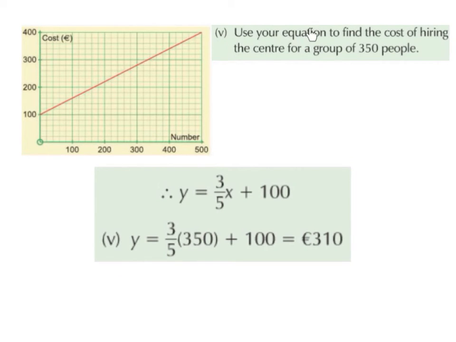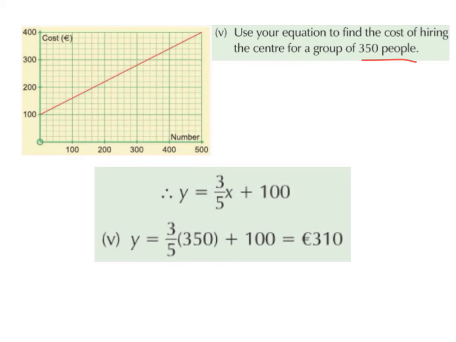Part 5. Use your equation to find the cost of hiring the centre for a group of 350 people. So the equation that we got from part 4 was y equals 3/5 x plus 100. So what we're going to do is swap the x for 350, because the x-axis represents the number of people, so the x values represent the number of people. So we swap the x for 350 with brackets around it. So we end up with y equals 3/5 times 350 plus 100, which gives us 310. So the cost of hiring the centre for a group of 350 people is €310.